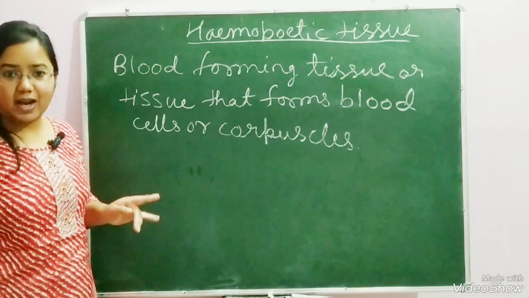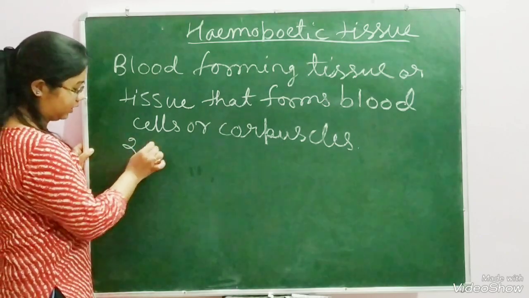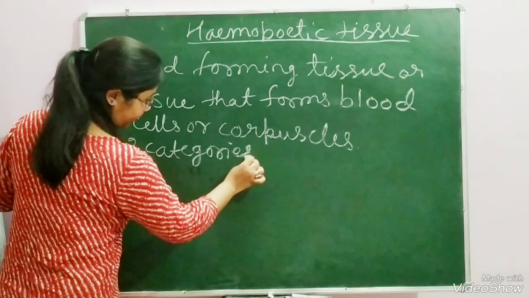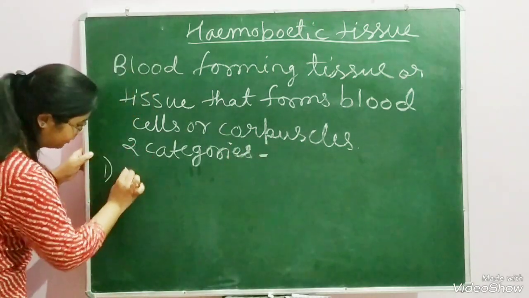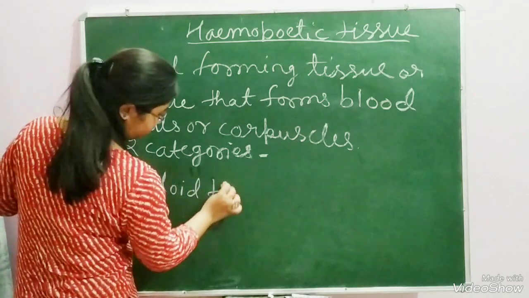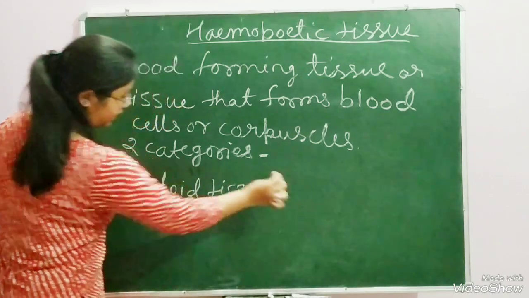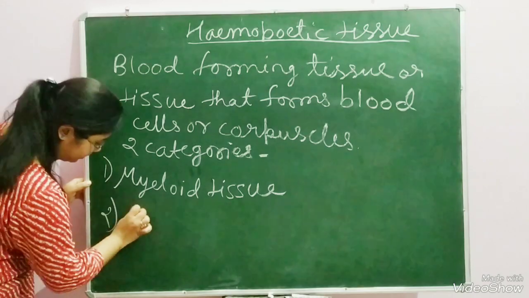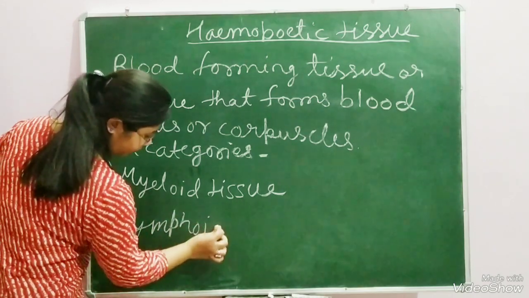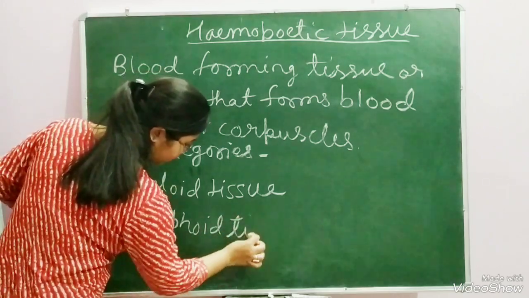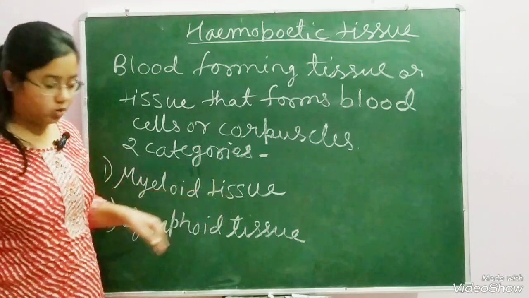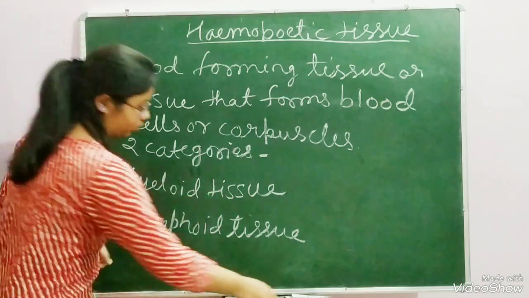This is further divided, or categorized, into two categories. First is myeloid tissue and second is lymphoid tissue. Now we will see what is myeloid tissue and what is lymphoid tissue.